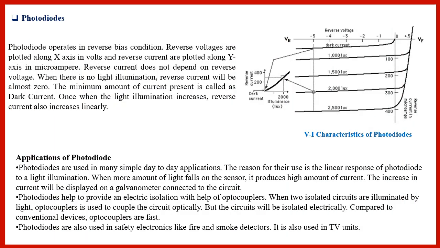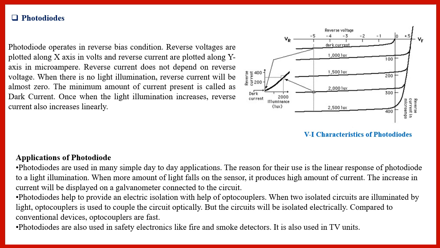This is the VI characteristics of the photodiode. It always, as already discussed, operates in the reverse biasing condition. Reverse voltages are plotted along the X axis and reverse current along the Y axis, as can be seen here. So we have the voltage here and we have the current in the Y direction. Reverse current does not depend upon the reverse voltage.